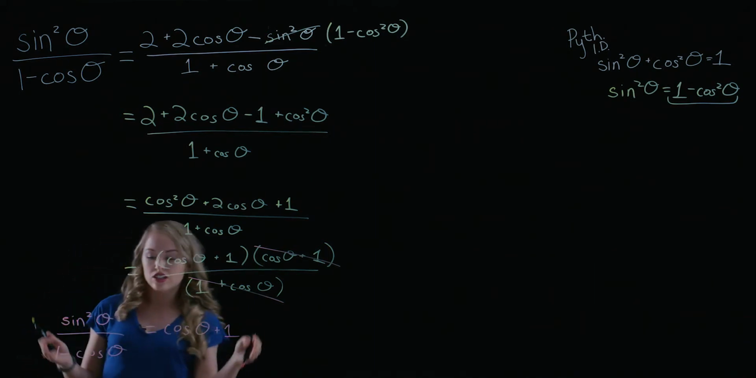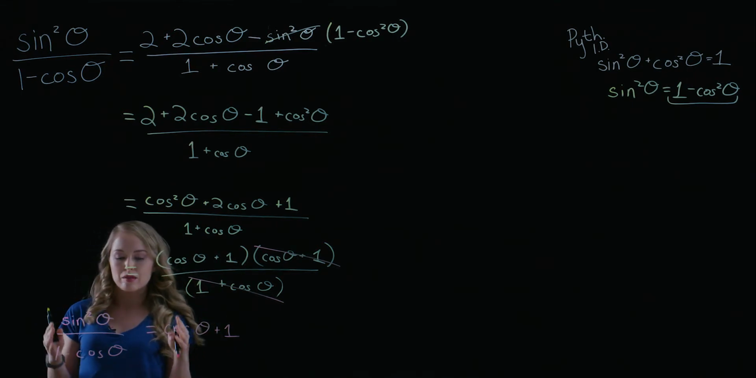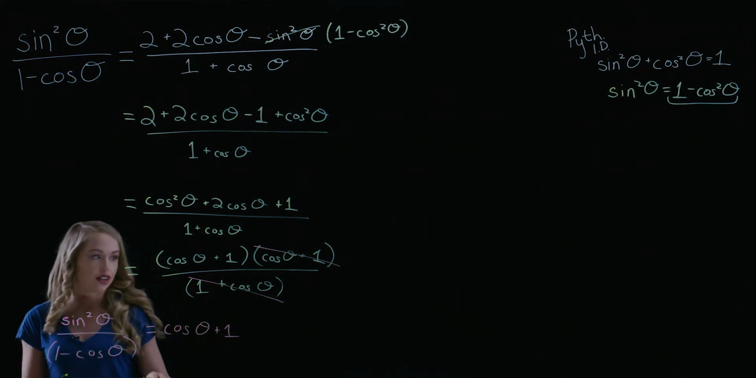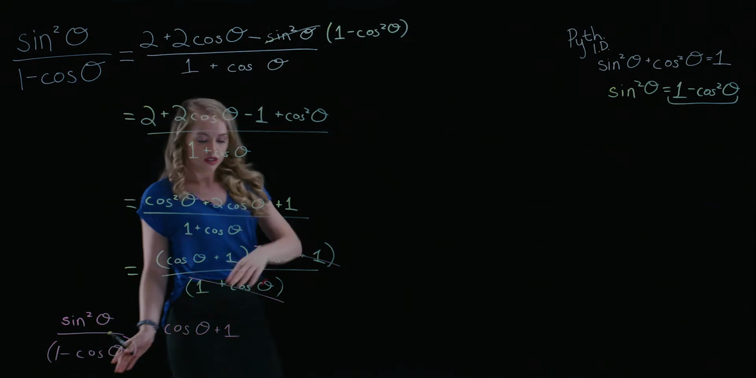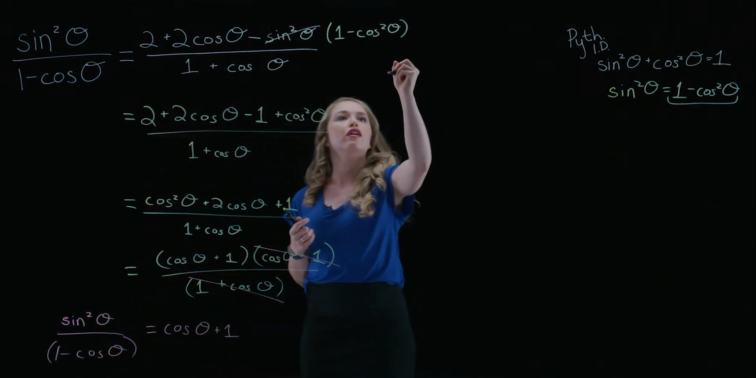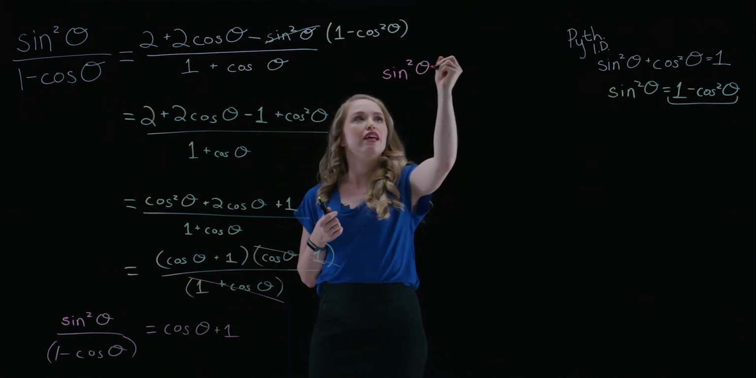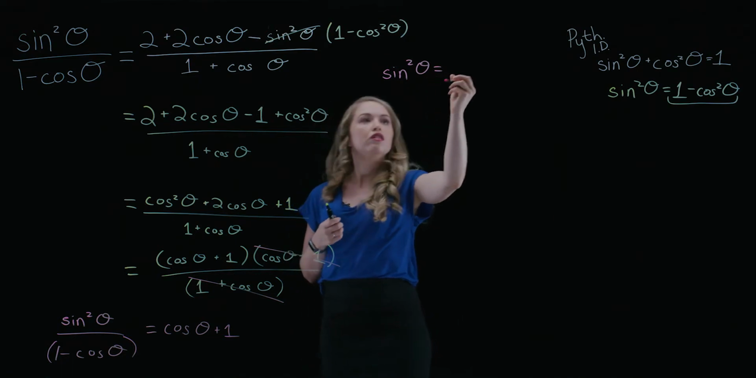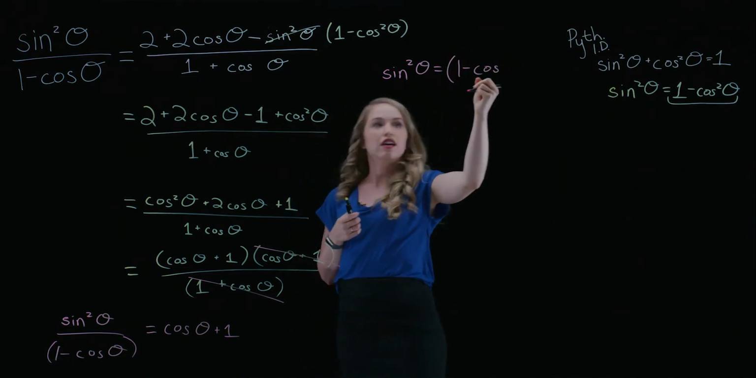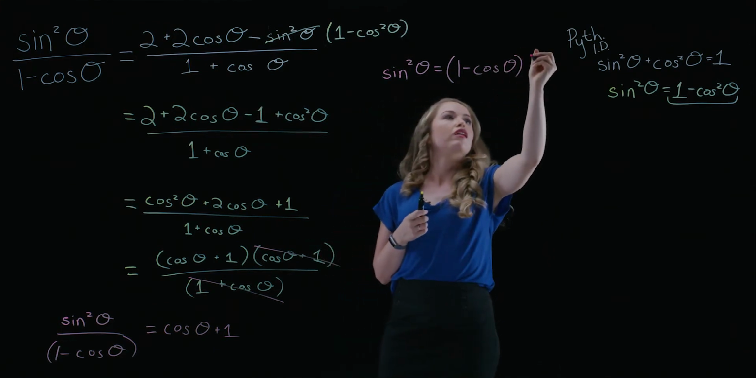Now at this stage, it'll help me to eliminate the fraction entirely. I can do that if I multiply both sides of the equation by this denominator. So I will continue my work over here, multiplying both sides by that denominator. We'll get rid of the fraction for me. I'm left with sine squared theta equals 1 minus cosine theta, and my original cosine theta plus 1.